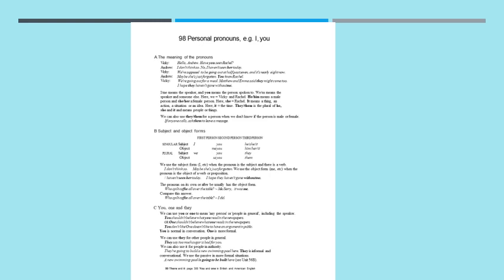So we or us means the speaker and someone else. Here we means Vicky and Rachel. He or him means a male person and she or her a female person. Here she means Rachel. It means a thing, an action, a situation or an idea. Here it means the time. They, them is the plural of he, she and it and means people or things. Now here in these lines, they are trying to clarify what these pronouns mean in different situations.